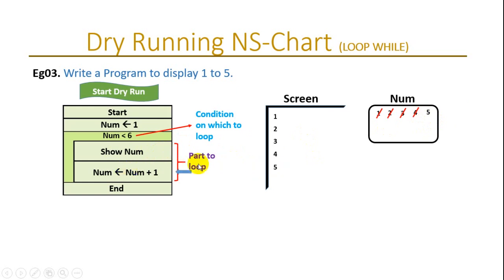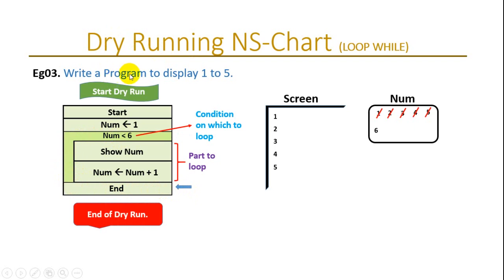Right? Then go to the next line, increment num by 1, so this will become 6. So last line, again go back to the condition, check, is it less than 6? No, it's equal to 6. So this condition is now false. So what happens in a loop when it is false? Comes out of the loop to the next line. So in this case, next line happens to be the end.